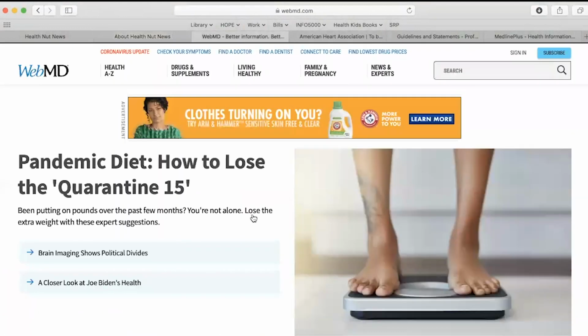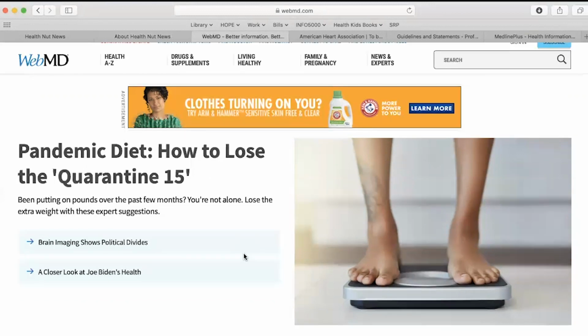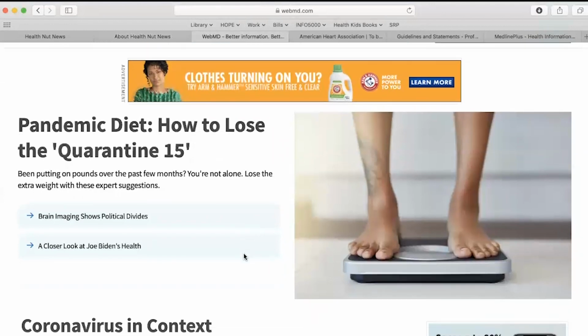So the next example is, let's say, WebMD. A lot of people do use WebMD. Say they do a Google search or a search engine search for a particular health issue, WebMD might be up there. And just to understand a little bit about WebMD.